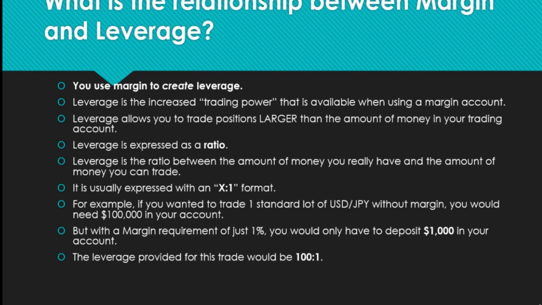For example, if you want to trade one standard lot of USD Japanese yen without margin, you will need 100,000 in your account, as I told you in the previous example. But with a margin requirement of just 1%, you will only have to deposit $1,000 in your account. And the leverage provided for this trade will be 1 to 100.